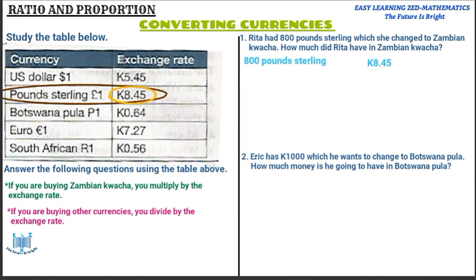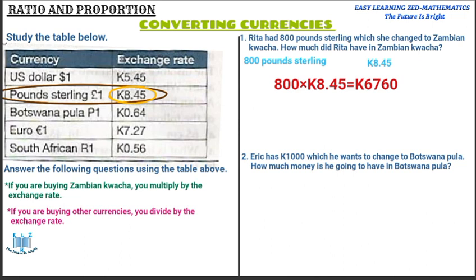Okay, so we are going to say 800 multiplied by, so I'm going to leave out the pound sterling. As you know, I want to get the answer which is in kwacha, so I'm going to ignore the units for the pounds. Okay, so I'm going to write 800 multiplied by 8.45. Now when you multiply that, it's going to give you 6,760 kwacha.